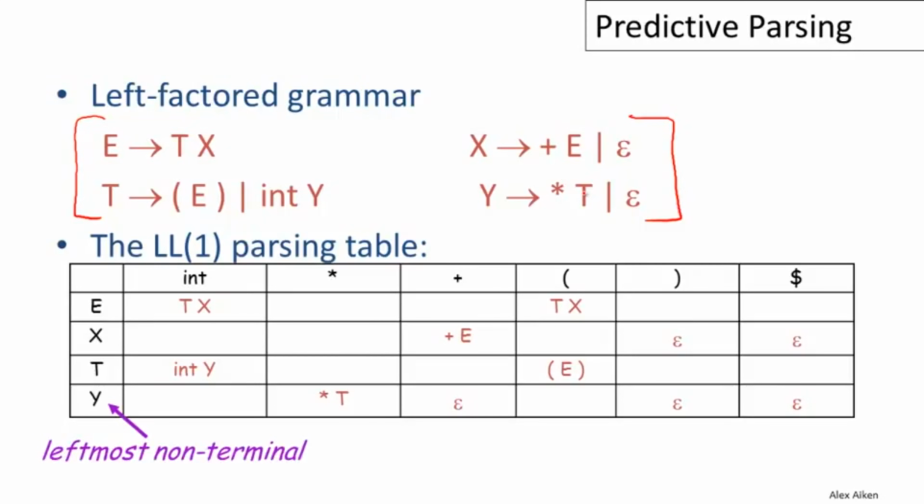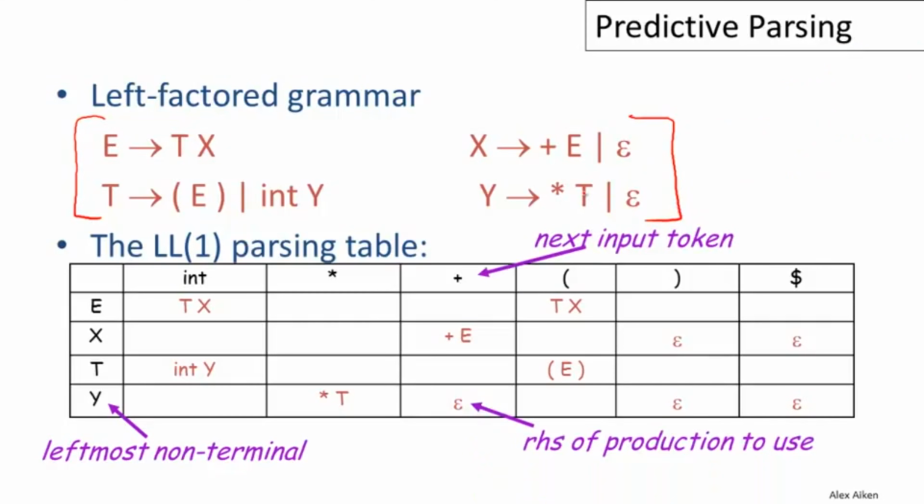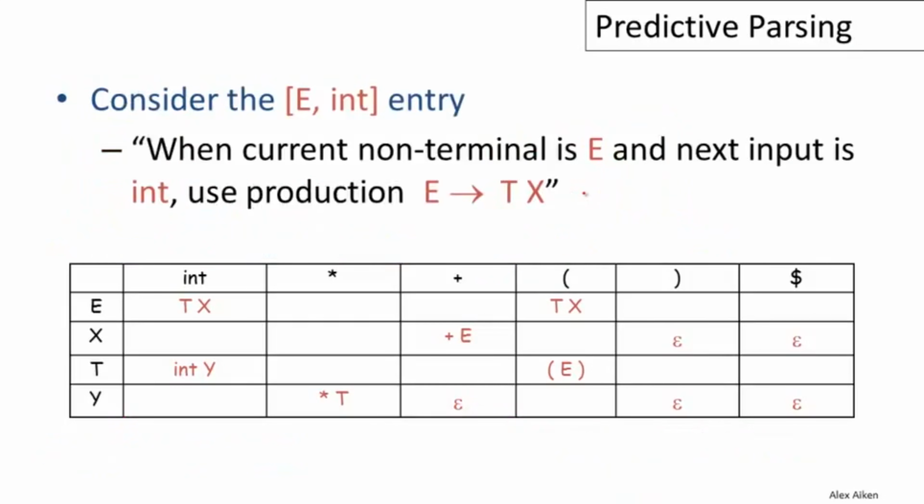So one dimension of the table is the current leftmost non-terminal in the parse tree. So that's on the rows. And then the columns represent the next input token. So the next token in the input stream. And then the entry is the right-hand side of the production to use. So which production we should use at that point in the parse. That's the production that's predicted.